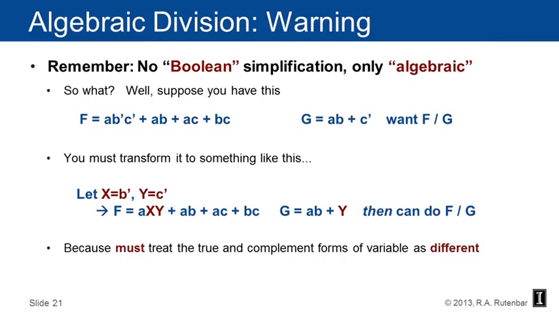And what that means is that if I gave you an equation like f equals ab bar c bar plus ab plus ac plus bc, and I want to divide by g, which is ab plus c bar, the first thing you have to do is transform it into something like: let capital X be b bar, let capital Y be c bar. Then you get f is axy plus ab plus ac plus bc. You get g as ab plus y. Then and only then are you allowed to use the algebraic model, because then nothing bad is going to happen where you try to employ any of the Boolean simplifications. You must treat the true and complement forms of a variable as different for this particular operation.